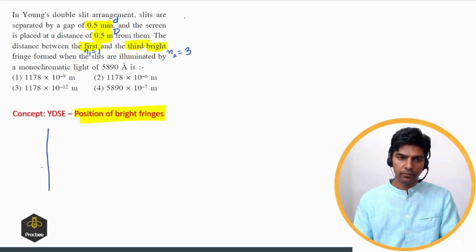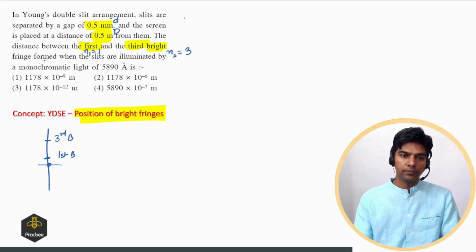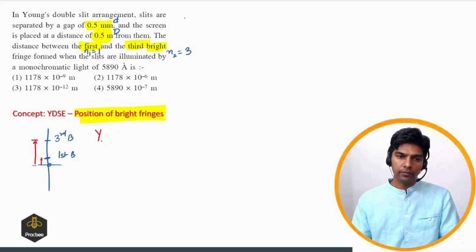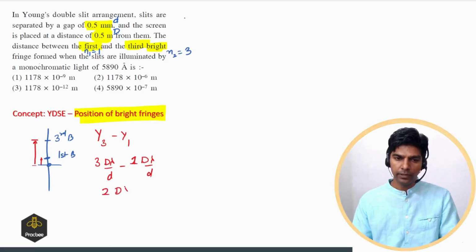So if this is the screen, let us say this is the central maxima. Here we have the third bright, here we have the first bright. So we'll find the position of the third bright from the central maxima, and we'll find the distance of the first bright from the central maxima, and the difference of these two will give us the distance between the first and the third bright. So we can apply y3 minus y1. So this will be 3 times Dλ by d minus 1 times Dλ by d. So this comes out to be 2 times Dλ by d.